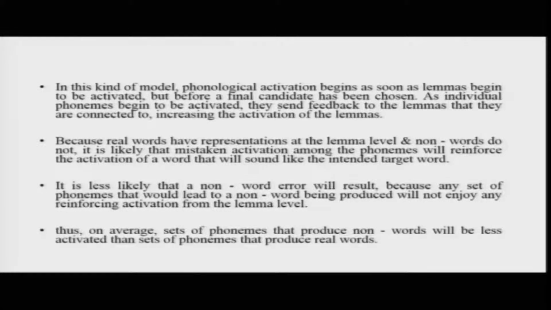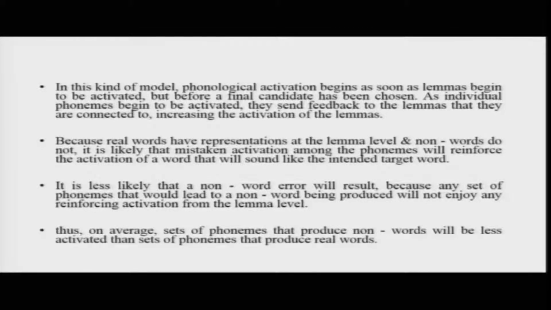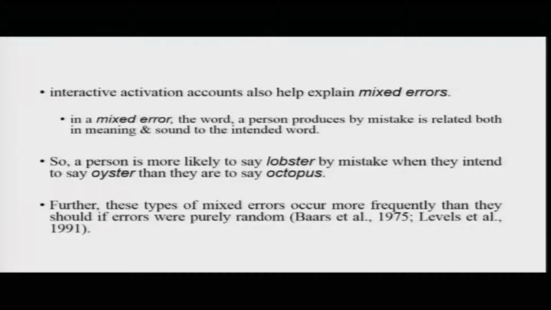So, it is less likely that a non-word error will result, because any set of phonemes that would lead to a non-word being produced will not have enjoyed any reinforcing activation from the lemma level. Nothing goes back. Thus, on average, sets of phonemes that produce non-words will be activated less than the sets of phonemes that produce real words. That's basically how the lexical bias effect goes.